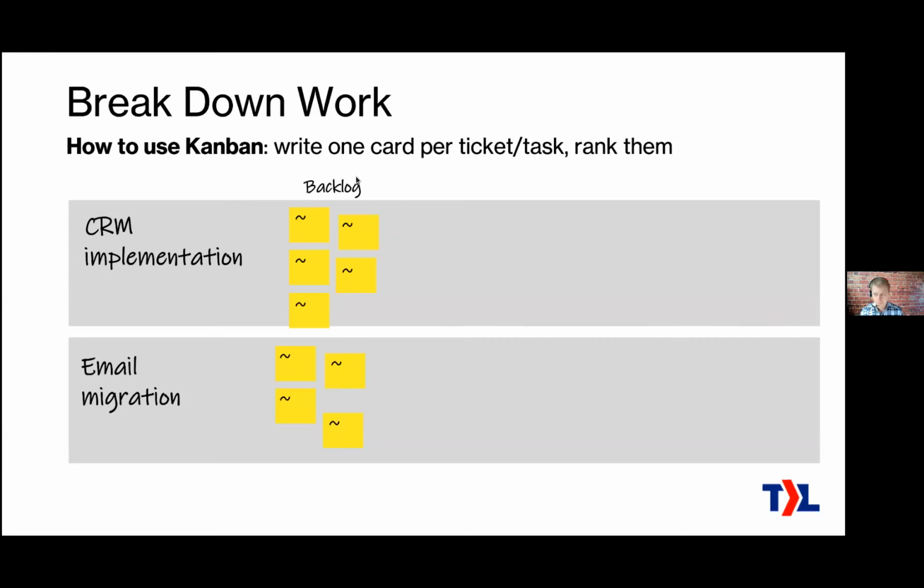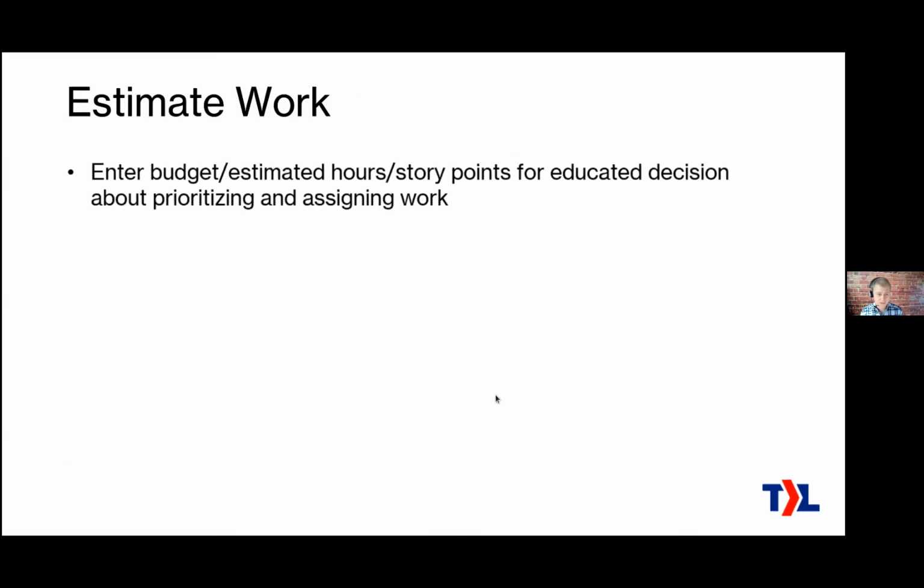And you also rank them. Okay, so they are not just in any random order here. You actually rank them like 1, 2, 3, 4, 5, and the ones at the top are the most important. They need to be done first. So that's how you use Kanban. Pretty simple. Great. Next stage is estimating the work.